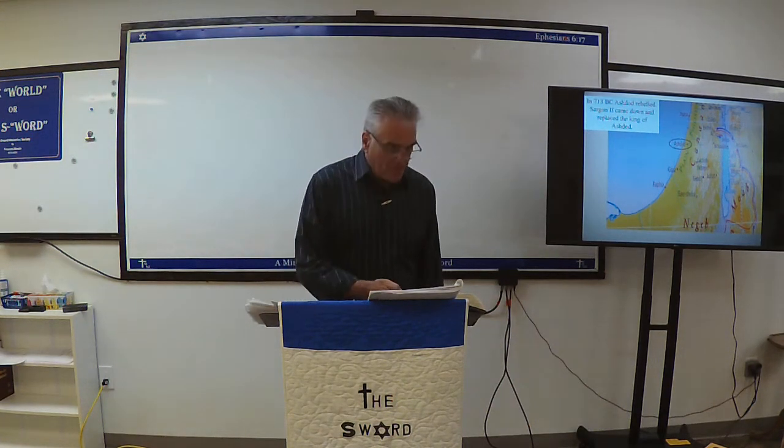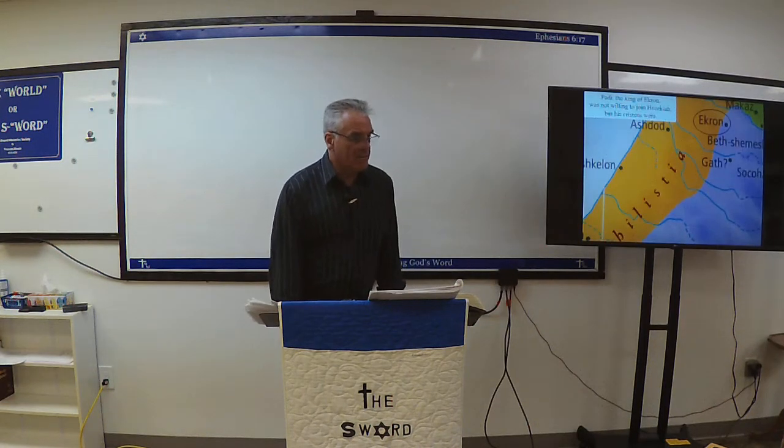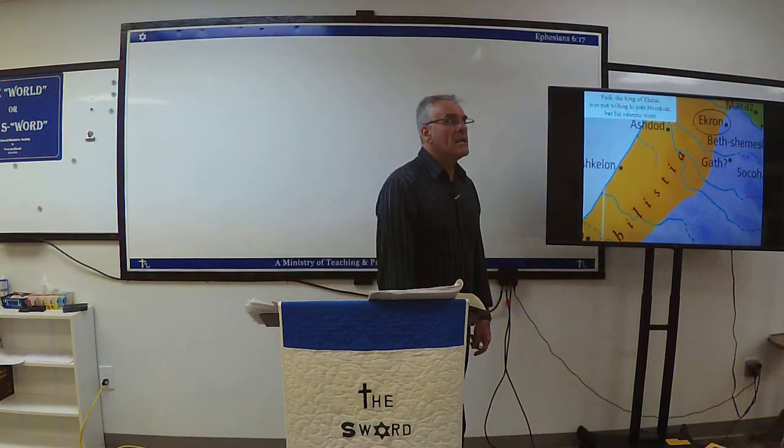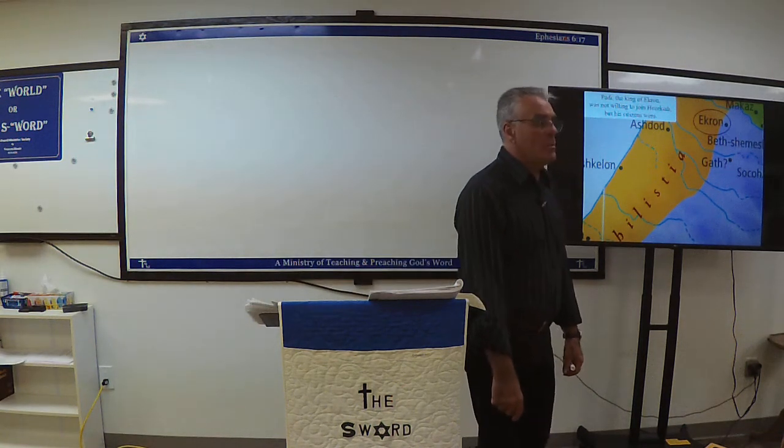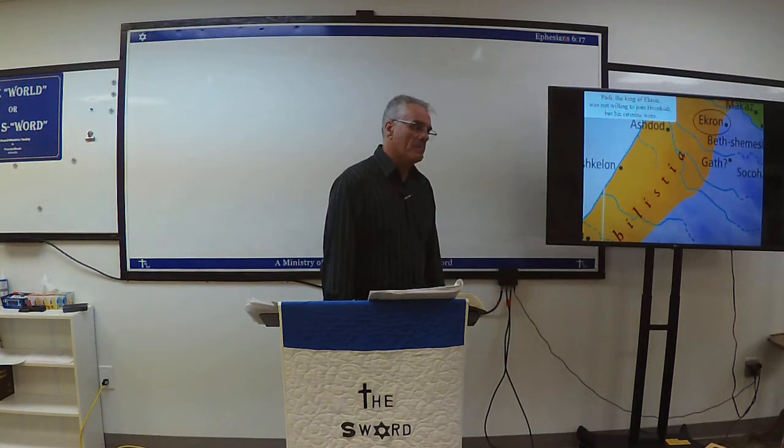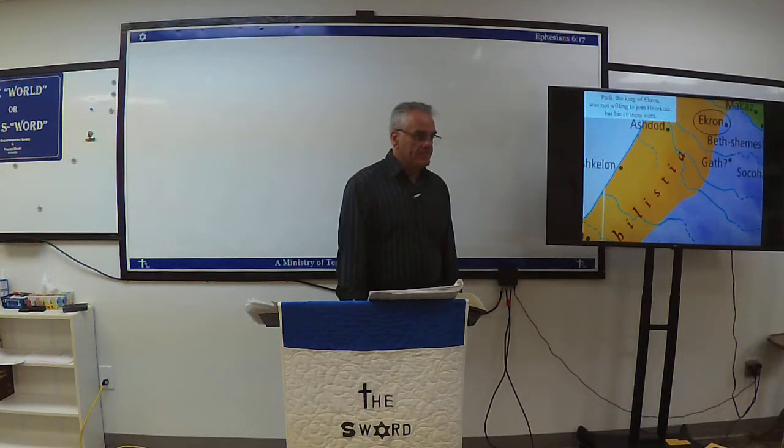The king of Ekron, another city right there, slow down here. He kicked out the people and settled the Judeans, the Jewish people, instead of the Philistine people. He kept the city, did not destroy it, but kicked out the Philistines and placed the Jews there. Okay, got it. Thank you.